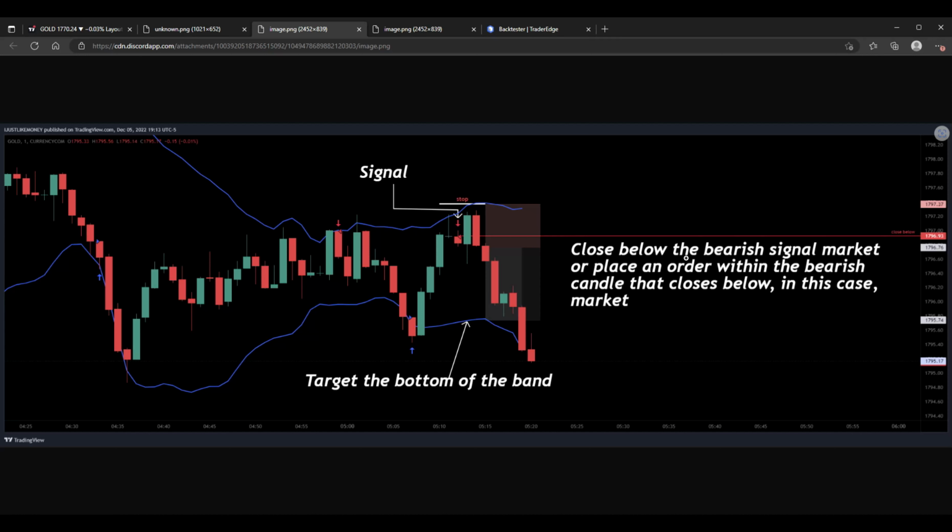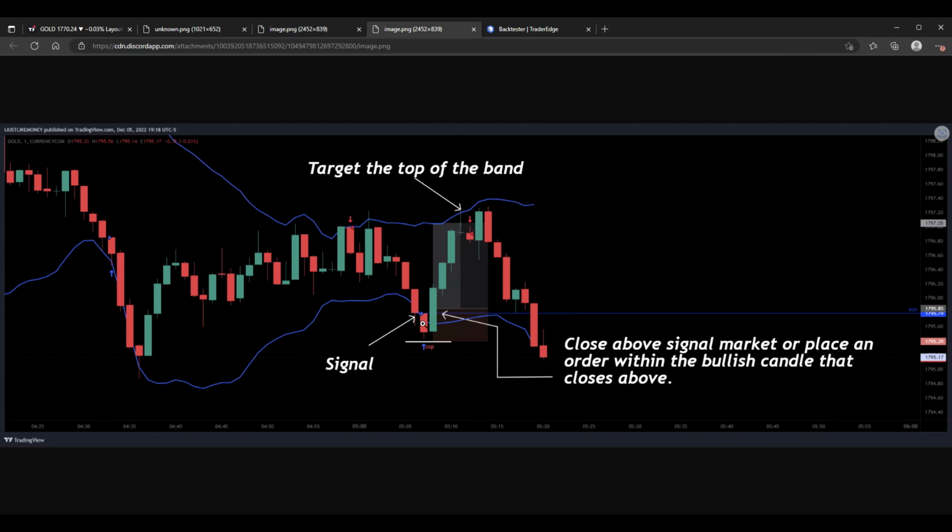So close below the bearish signal, market order or place an order within the bearish candle that closes below. In this case, it would have been a market order. And your target is the bottom of the band. Okay.